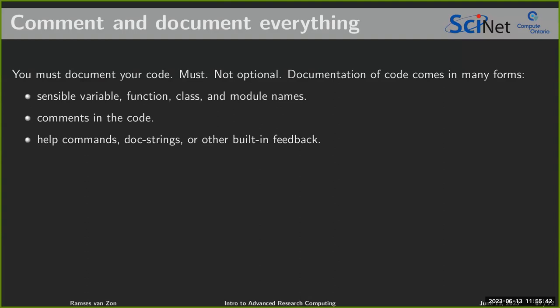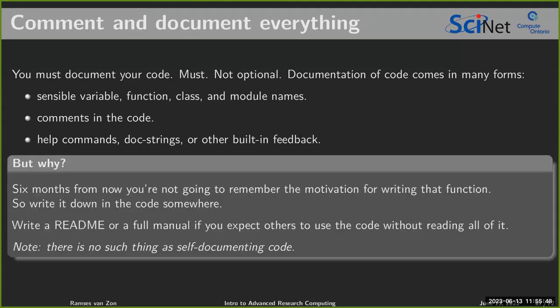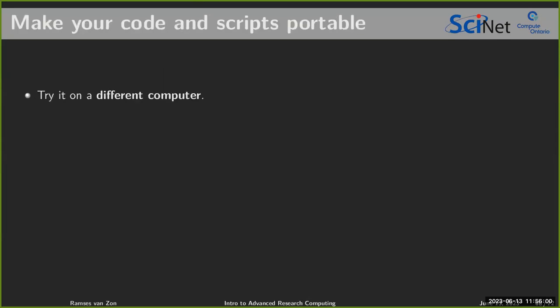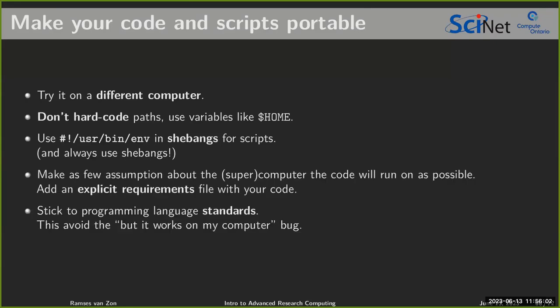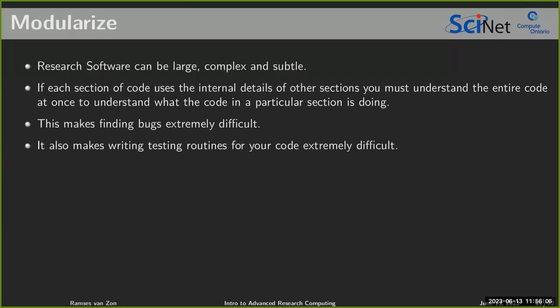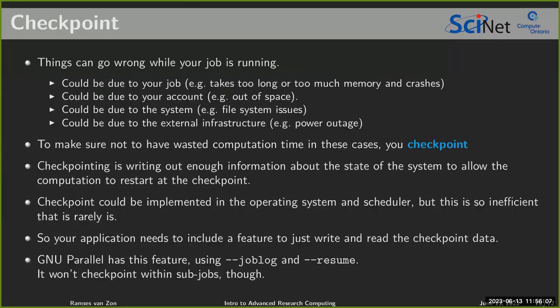Documentation and comments: there's no such thing as completely self-documenting code. Write things for yourself. Document things so that in 6 months you will understand what you were doing, or your co-workers that you're collaborating with know what you're doing. That's very important. Try different computers. You're going to do that anyway because you're going to be on a supercomputer. Skip that one. Checkpointing is one thing I do want to talk about quickly.